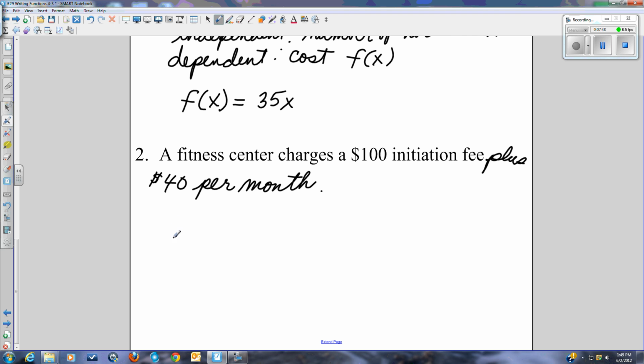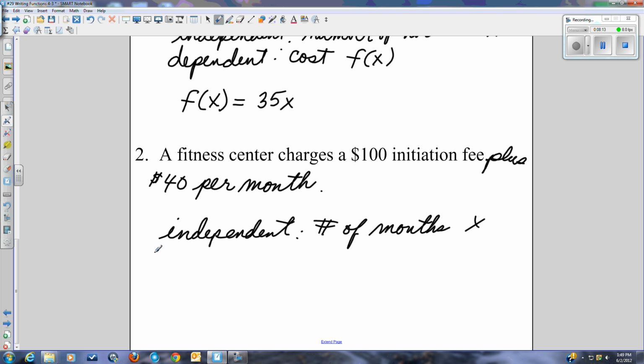All right, so the independent variable. Well, the number of months that you are a member of this fitness center determines your cost. So the independent variable is the number of months. Remember, that's your x. And the dependent variable is your cost. Remember, dependent is always your f of x.